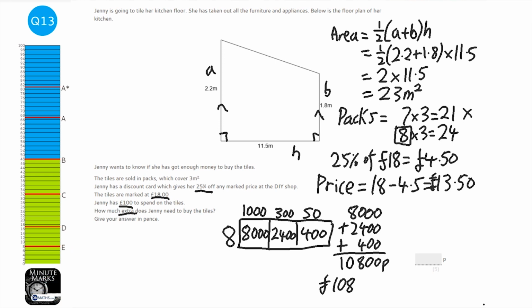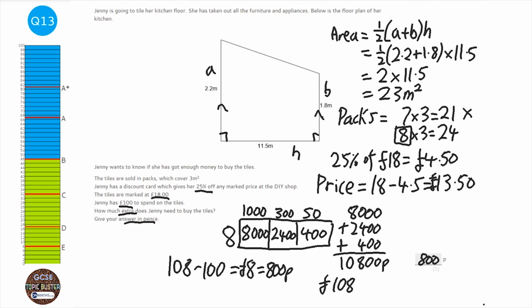Now, it says that Jenny has £100. How much extra does Jenny need to buy the tiles? And to give your answer in pence. So it's £108 it's going to cost. She's got 100, so I could write that down for the examiner. 108 take away 100, which equals £8, which is 800 pence. So the answer is 800 pence.